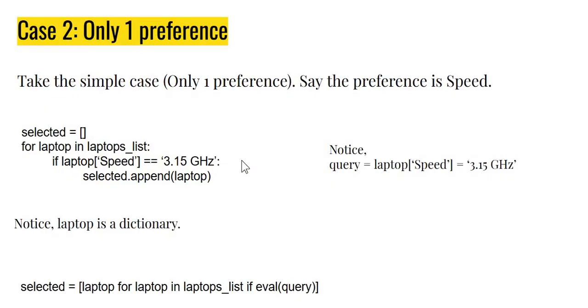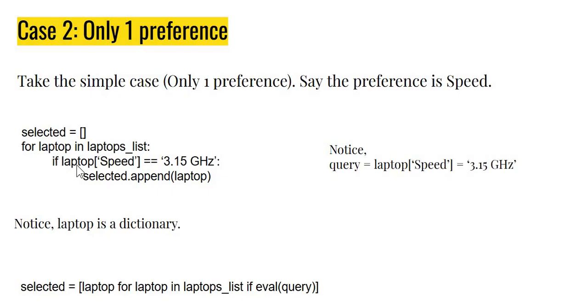Let's start with a simple example. Let's say the user has given only one preference, and that preference happens to be speed. Now, think about it. The way I could do this piece of code, let's say speed alone, is that I can say, look, selected laptops is an empty list. I am going to go through this laptops list, every laptop in that list, which is basically saying that I'm going to pick up every laptop, which is a dictionary.